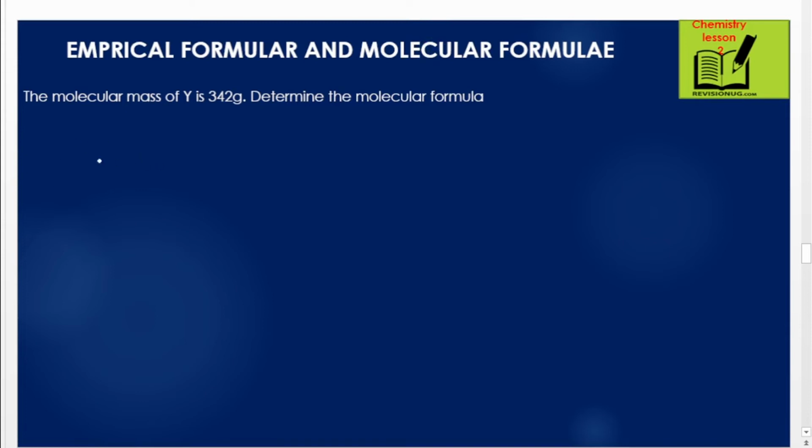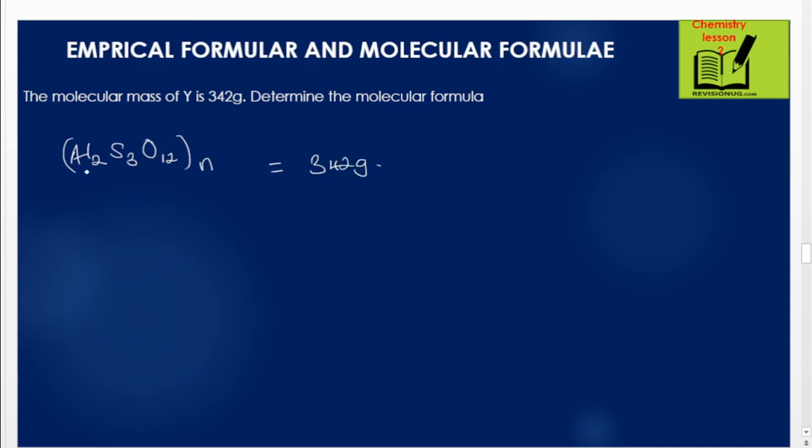Alright, so it has been aluminium 2, then S3, then O12, and this has been our empirical formula. Then we multiply this empirical formula by any given number of atoms. Let the number of atoms be N, then this is going to produce the mass of 342 grams.